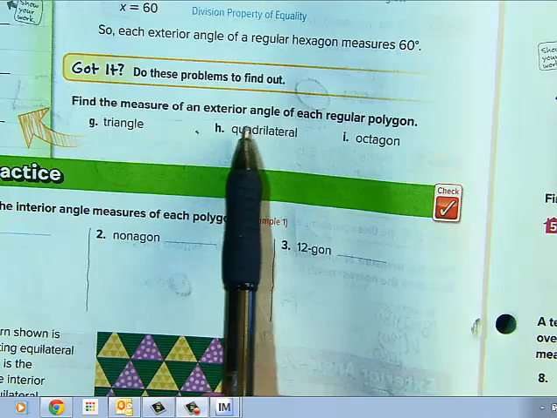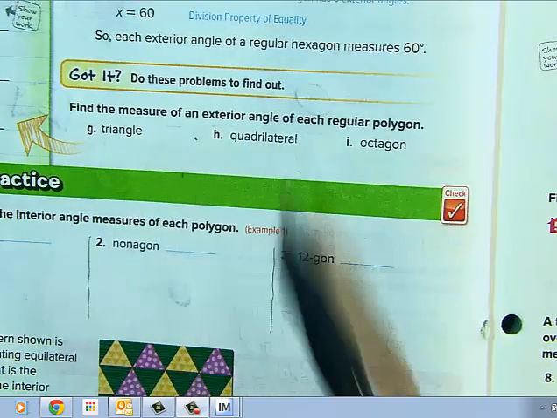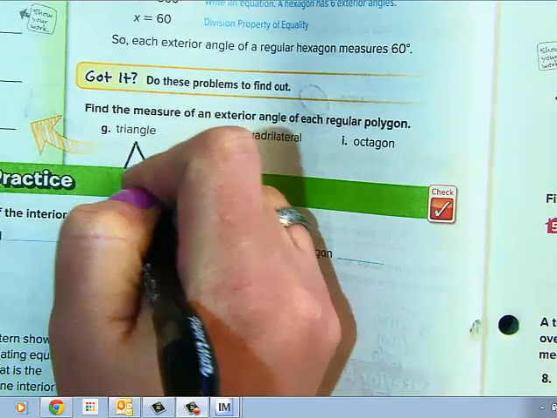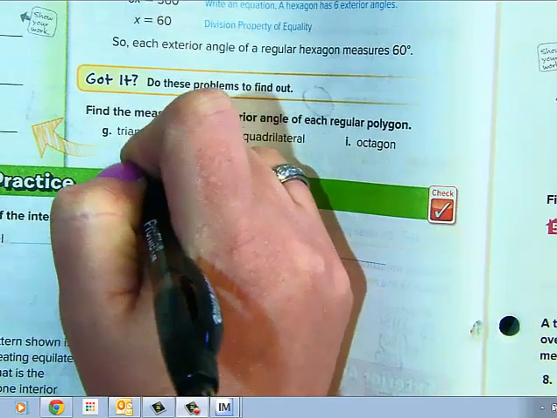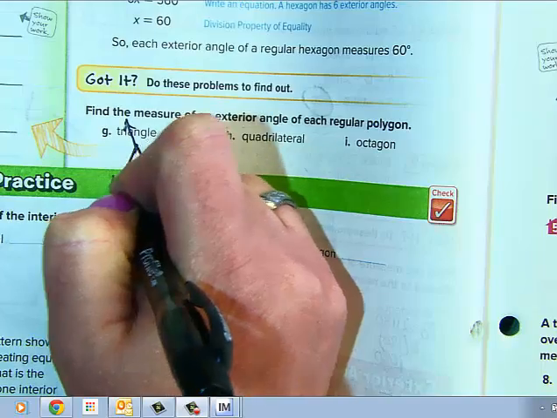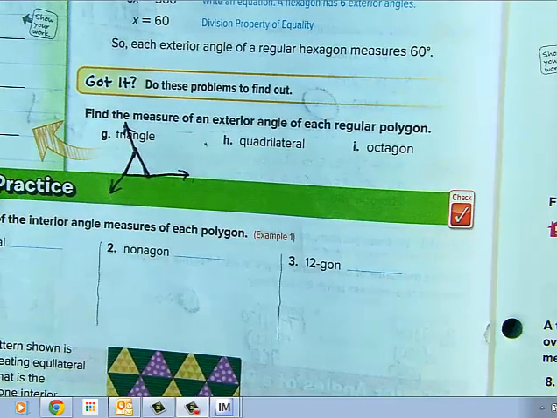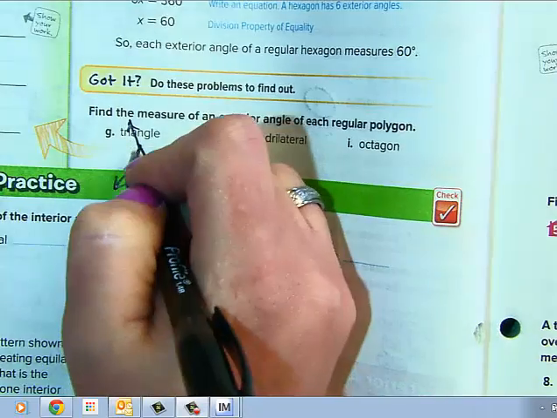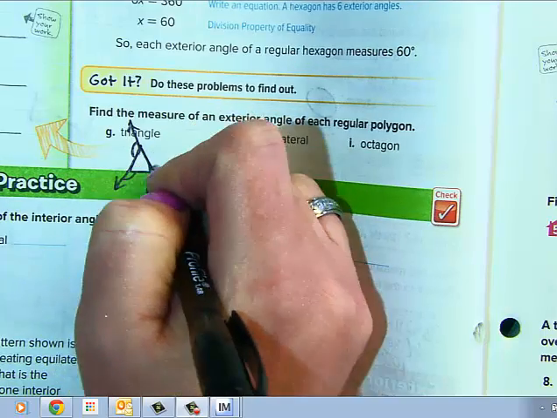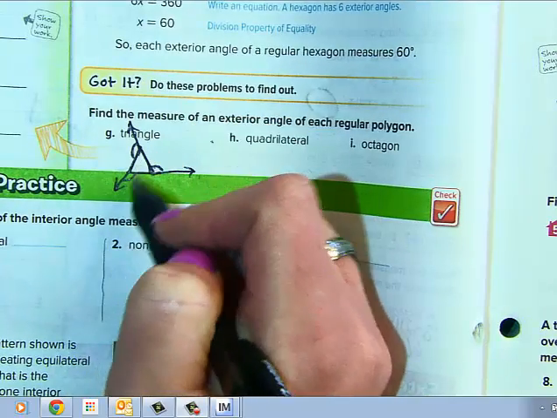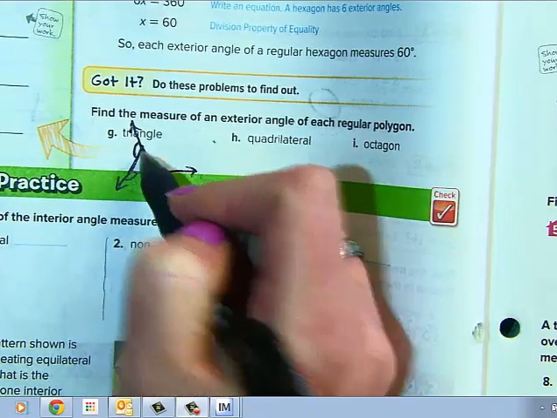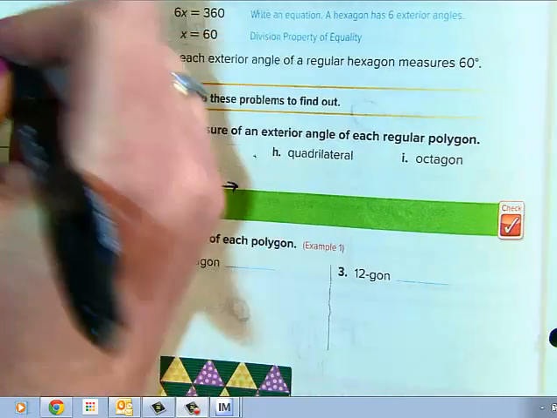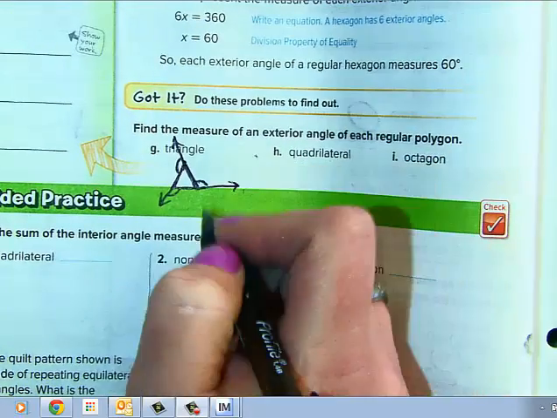Sorry, I'm way too high. Okay, find the measure of an exterior angle, so a triangle. So we're going to go ahead and draw a triangle. Again, if I extended all of these lines, the exterior angles are still going to equal 360. So how many lines did I extend? Well, the answer is 3. How many sides do I have? Well, the answer is 3. So I know that it has to equal 360.